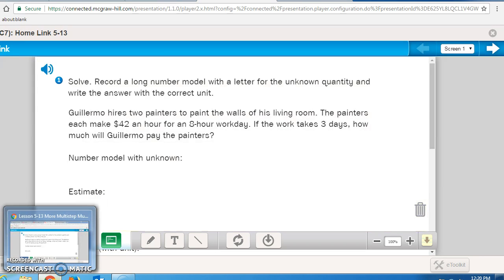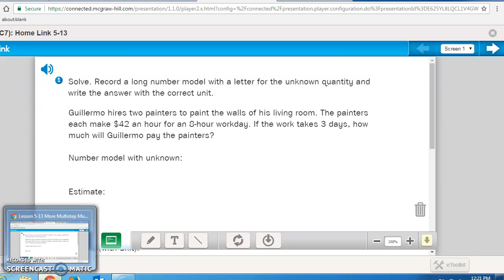Once I've checked page 189 for you, you should go to Math Masters page 221, which is in the file. Pause the recording now and go get that, and then read silently to yourself what I'm going to be reading to you aloud that's displayed on your screen. Number 1 says, solve. Record a number model with a letter for the unknown quantity and write the answer with the correct unit.